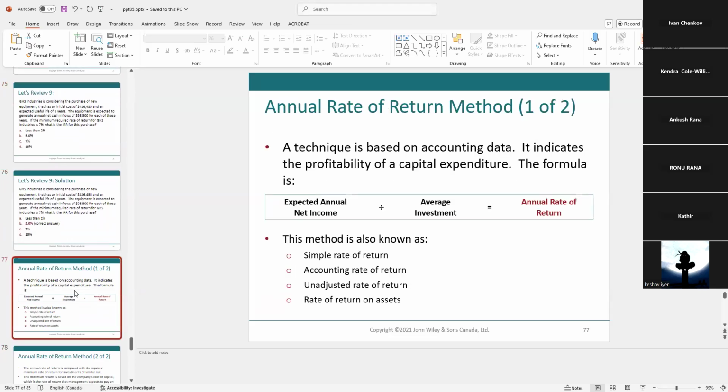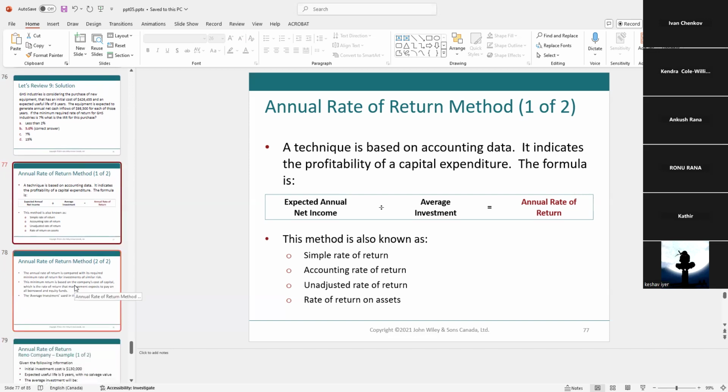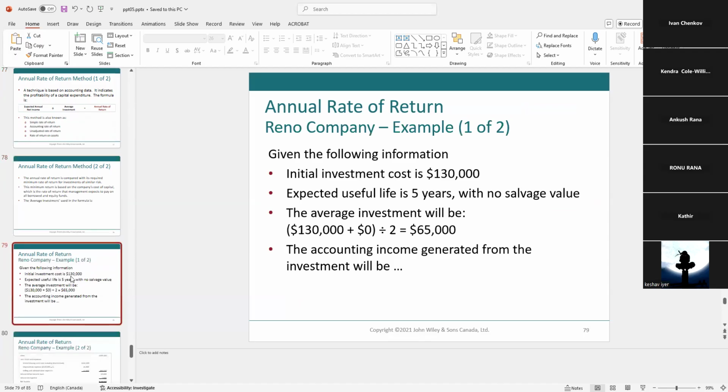Annual rate of return method. This technique is based on accounting data and indicates the profitability of the capital expenditure. The formula is expected annual income divided by the average investment. Average investment means the investment at the beginning plus the investment by the end, divided by 2. That gives you the annual rate of return. It is also called simple rate of return, accounting rate of return, unadjusted rate of return, or rate of return on assets. So you can see how many different terms express exactly the same thing.